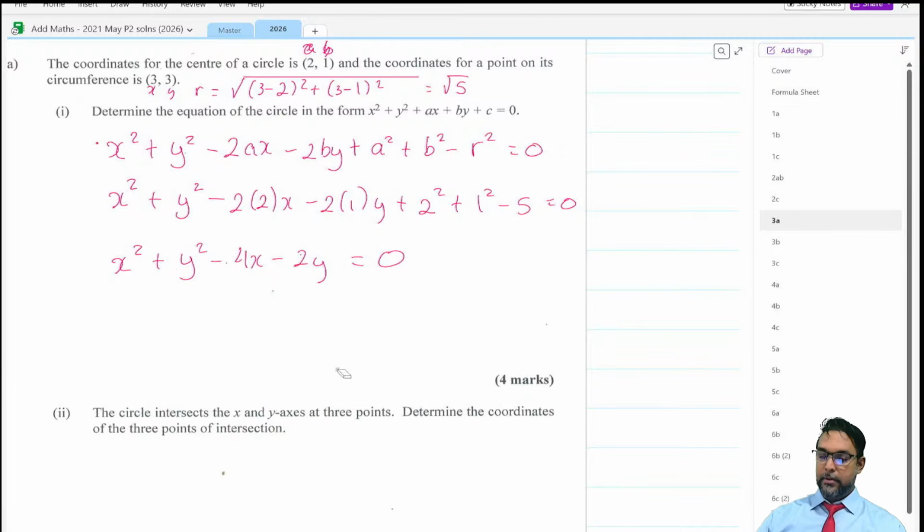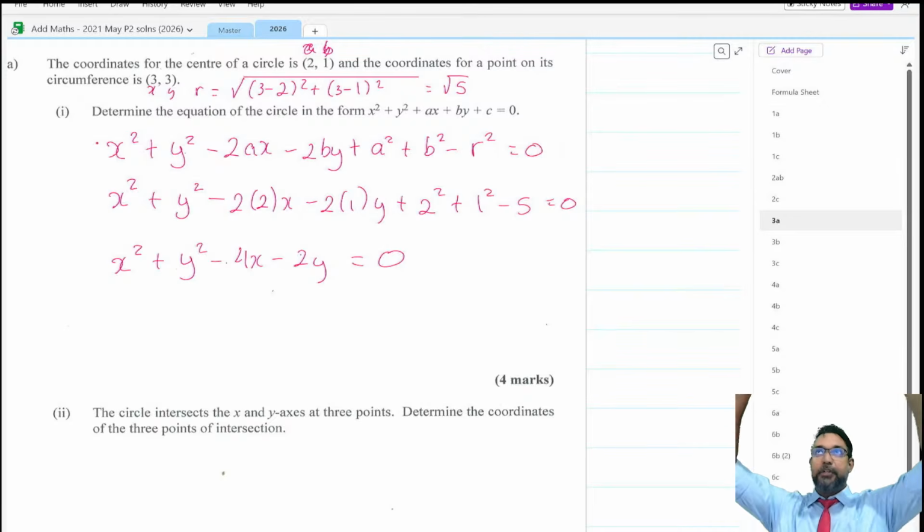Wait, that makes sense. I think if it doesn't pass through the origin, it's going to cut each axis at 2 points. Or if it's too far, it might be tangent to only one axis, cut one at 2 and be tangent to 1. Oh, no. Sorry, it depends on where the center is. Well, just plug in. You plug in these 0 values and get it, and then you put 0, 0 at 3 points.